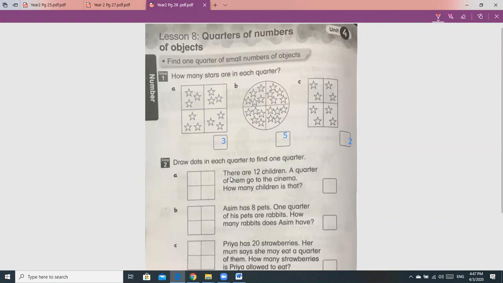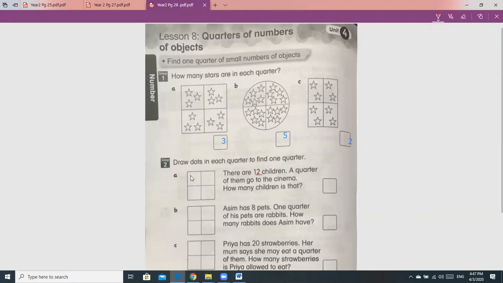Let's make it here. There are 12 children. A quarter of them go to the cinema. How many children is that? Oh, miss, I don't know the half of 12. I don't know the quarter of 12. But we know that quarter means what? 4 parts, right? 4 equal parts. So I'm going to divide this 12 into 4 equal parts.